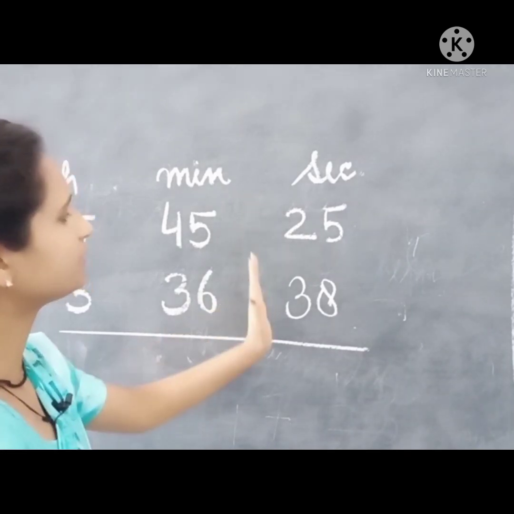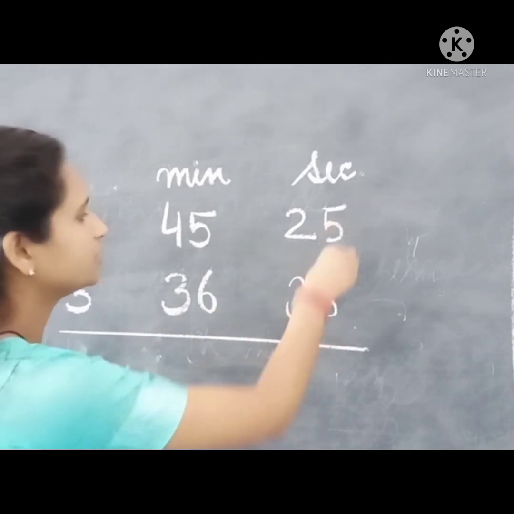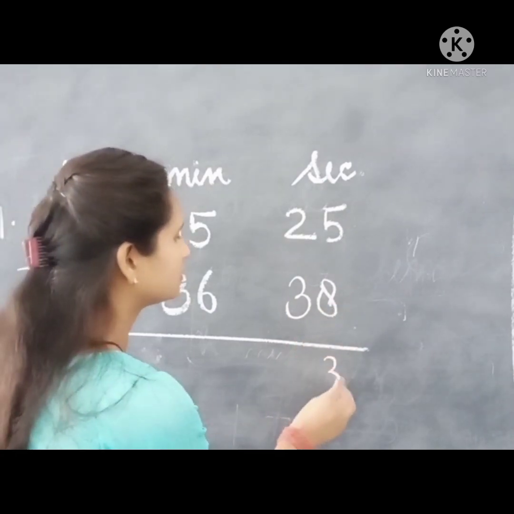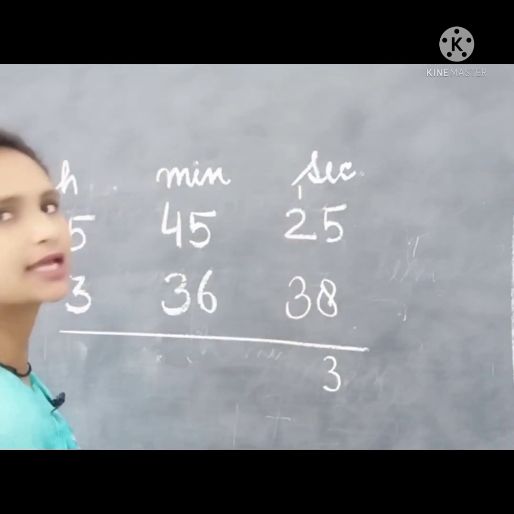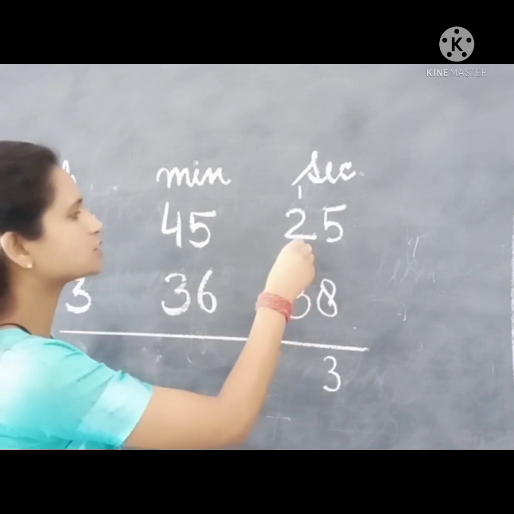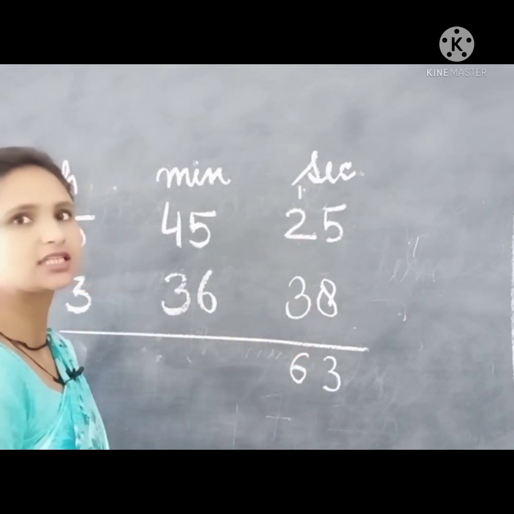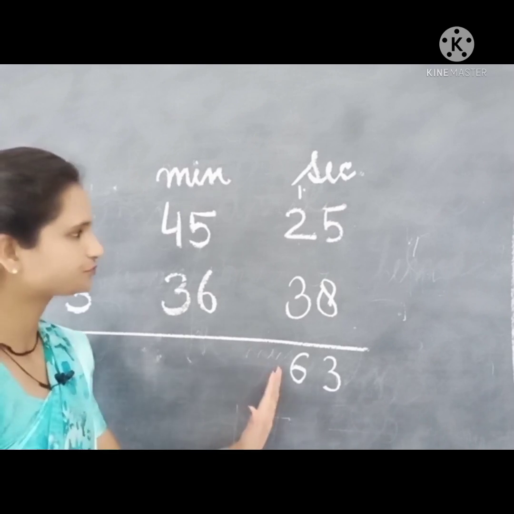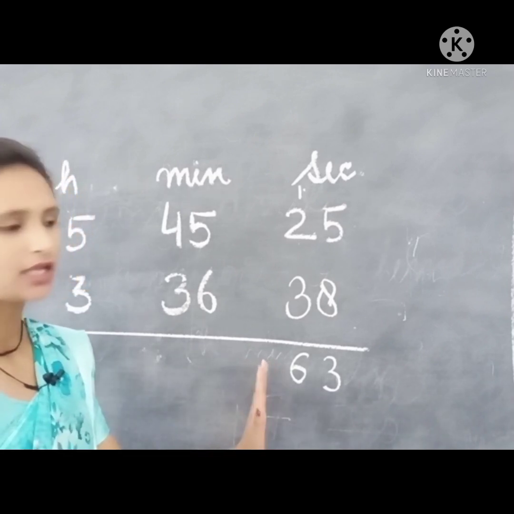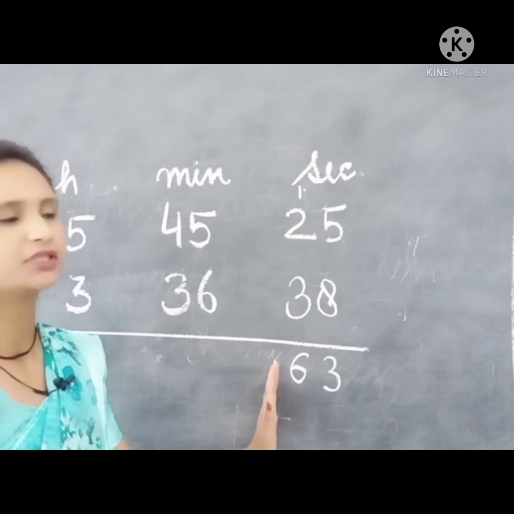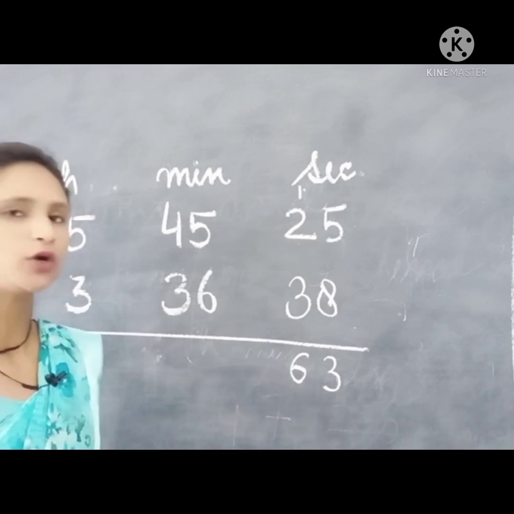25 plus 38. 5 plus 8, that is 13, and 1 will go as carry. 3 plus 2, 5, and 1, 6. 63. Now 63 is a greater number than 60. So what do we have to do?